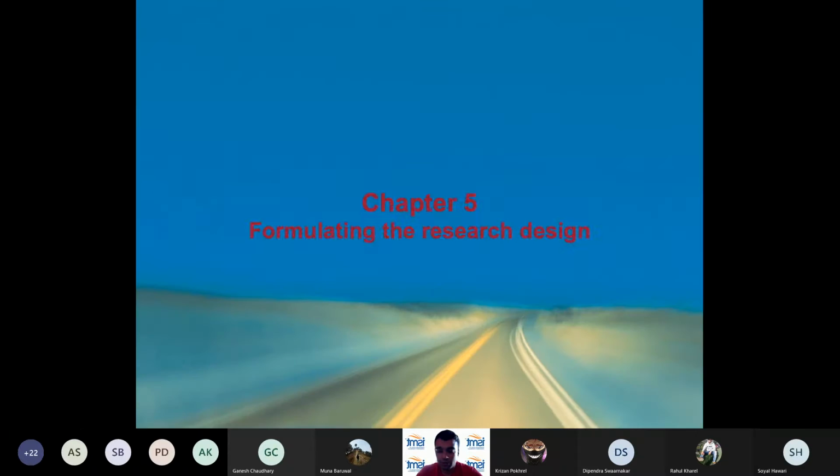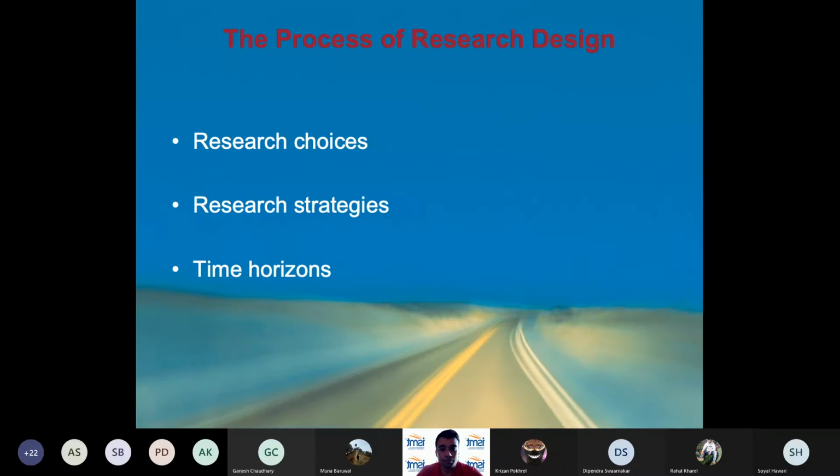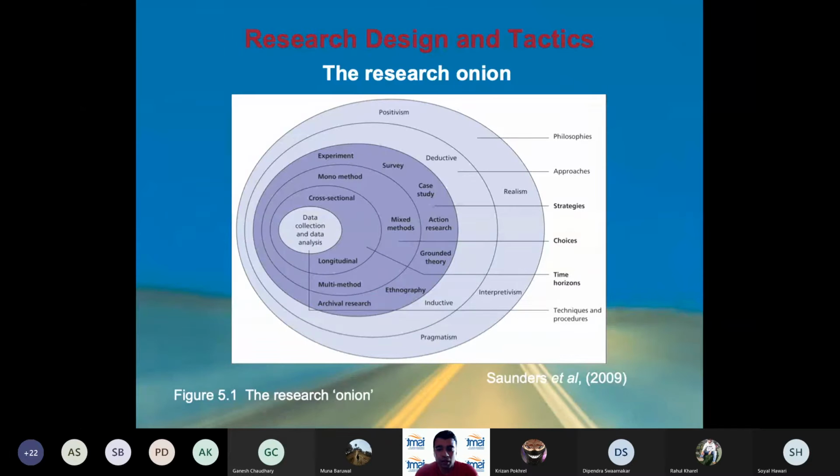So let's start with research design. As you can see in this onion, we are now moving on to the inner layers. We have completed the philosophy, we have completed the approach, and we are now moving on to strategy, methodological choice, time horizon, and techniques and data procedures. We have already discussed this part briefly in the previous classes also, so you might be aware of that.